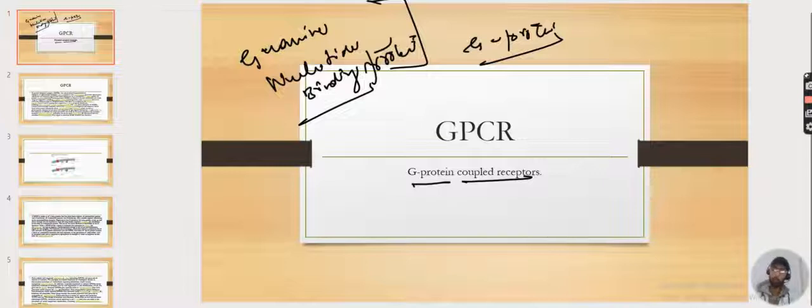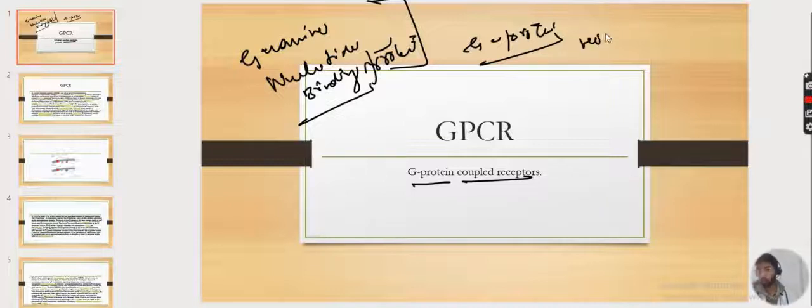Receptors are those molecules which are present on the surface of a cell. It accepts the signal, it is meant for the reception of signal. Whatever signal would come would be accepted by those receptors. And once this signal has been accepted by those receptors, that would go inside the cell. So what could be your signal?